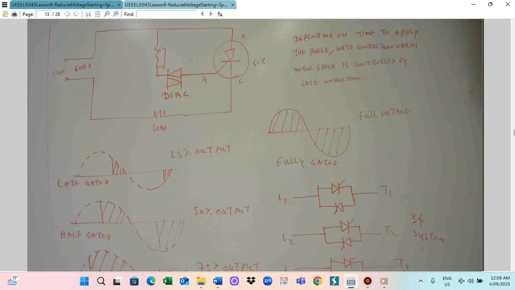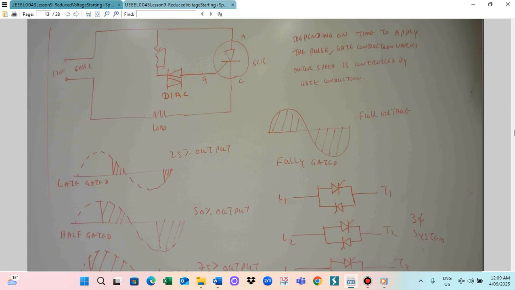So this one we use for the load, and it is just connected to here. So this is the SCR voltage, 120 volts, 60 Hz. So gate firing signals determine the motor speed. This is the sinusoidal wave. This is the gate firing. So this way we get 25% output.